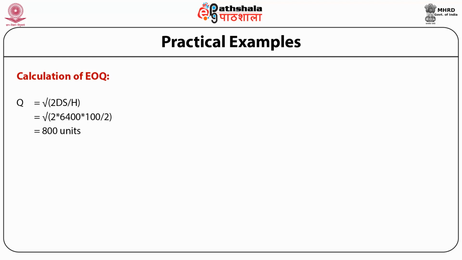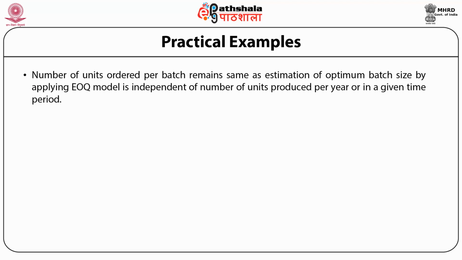Calculation of EOQ. Q equal to root of 2DS upon H equal to root of 2 into 6400 into 100 upon 2, equal to 800 units. The number of units ordered per batch remains the same, as the estimation of optimum batch size by applying the EOQ model is independent of the number of units produced per year or in a given time period.